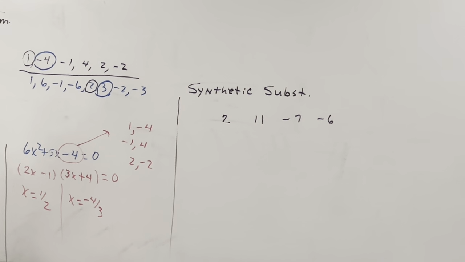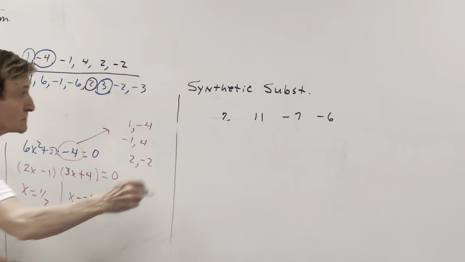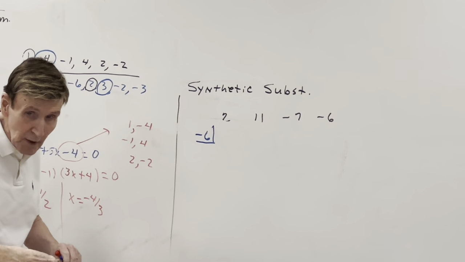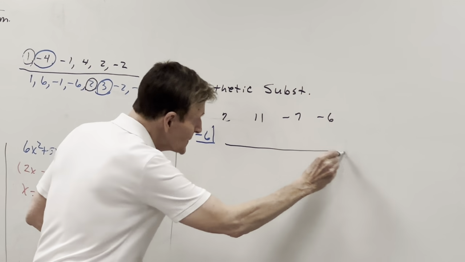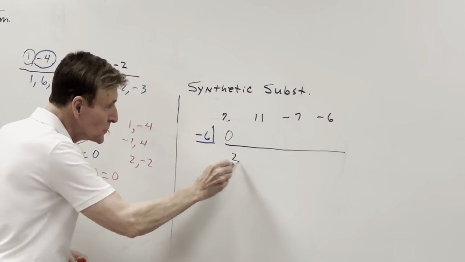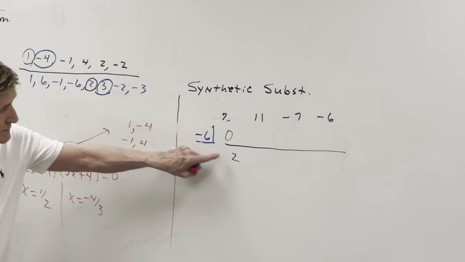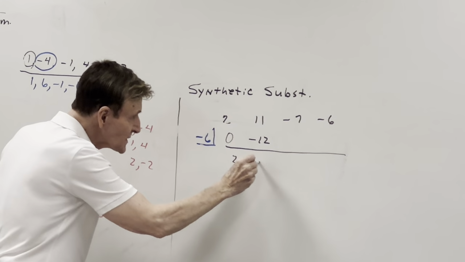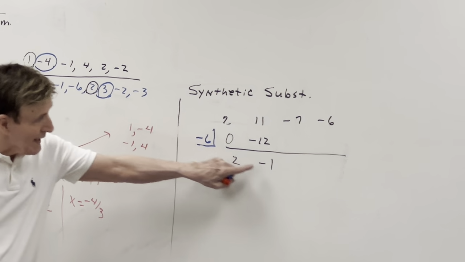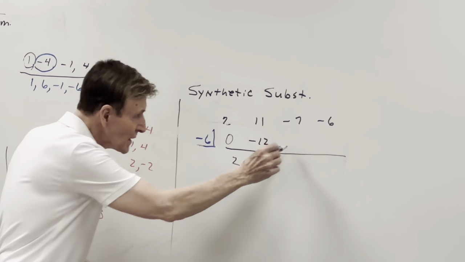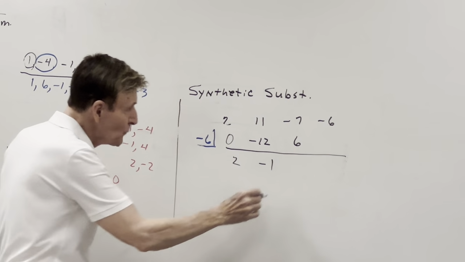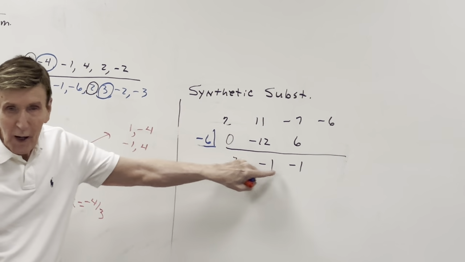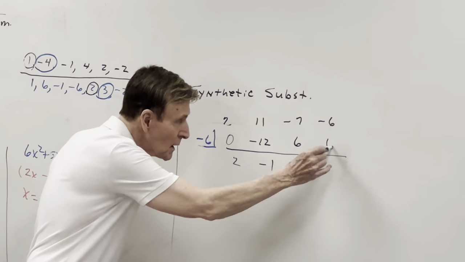Now, PK, negative 6. Hang on. And that's one of your favorite numbers. Here we go. 0, 2. Always start like that. Product, that's a negative 12. That goes here. Add them up, that's a negative 1. Product now, positive 6. That goes here. Add them up, that's a negative 1. Product is what? Positive 6.